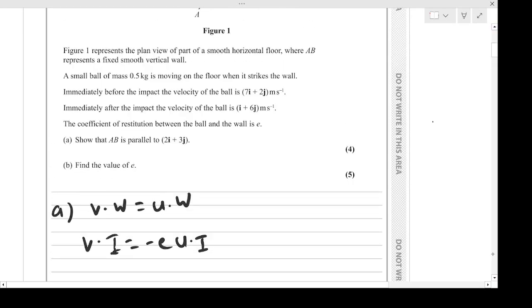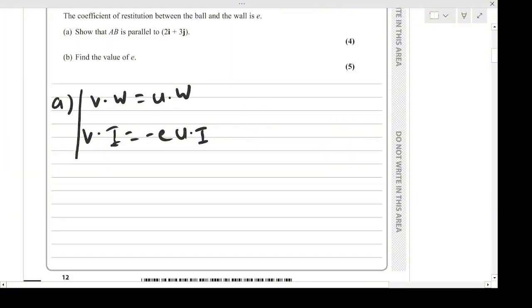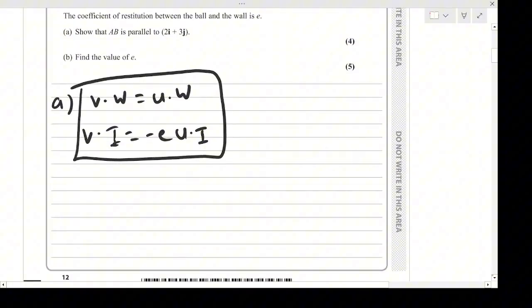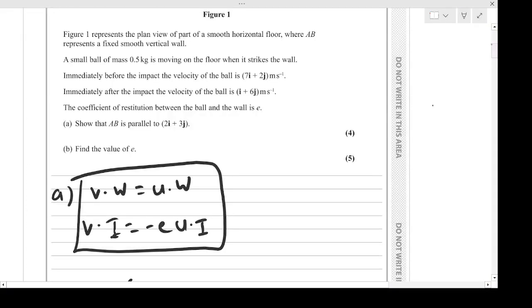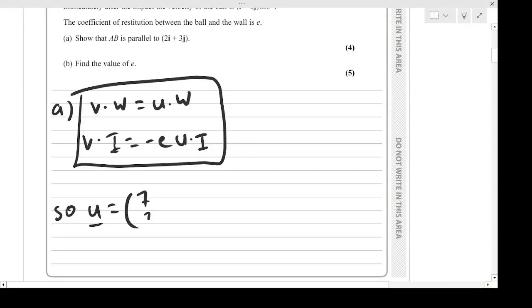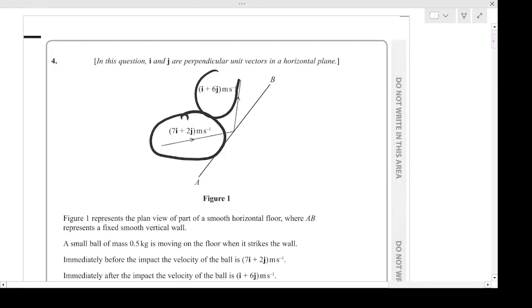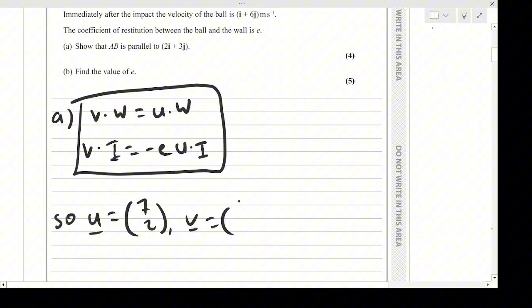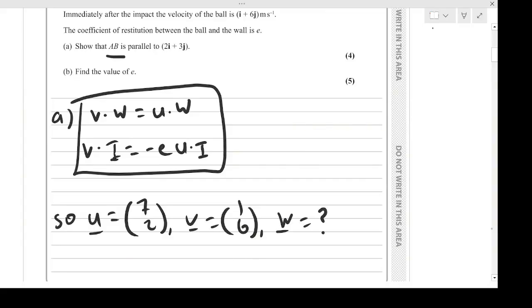Now, if we state what our vectors are, what are u, v, w, and I? So u, first of all, is my initial velocity, which, as you can see here, is 7i and 2j, so 7, 2. V is the velocity afterwards, which is i and 6j, so it's 1, 6 as a column vector. Then W, well, that's what we want to work out. We want to work out what the wall vector will be.